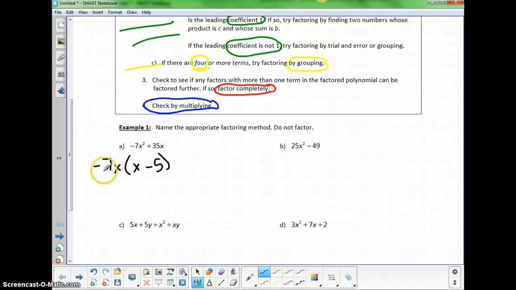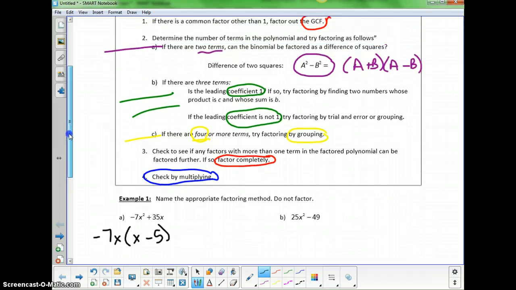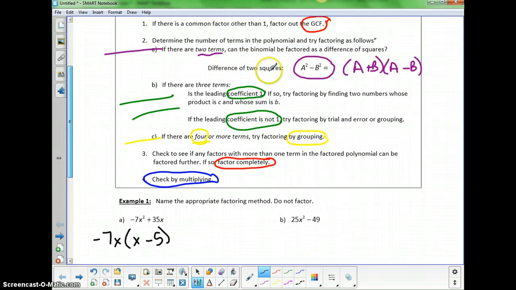Okay, that's factored. In the next one, is there a GCF? Can I factor a number out? No, no number goes into 25 and 49. So let's look at how many terms there are. There are 2 terms. So if there are 2 terms, I'm going to check, is it a difference of squares? Are these perfect squares? And yes, they are.